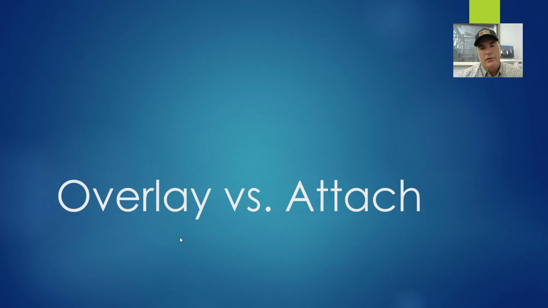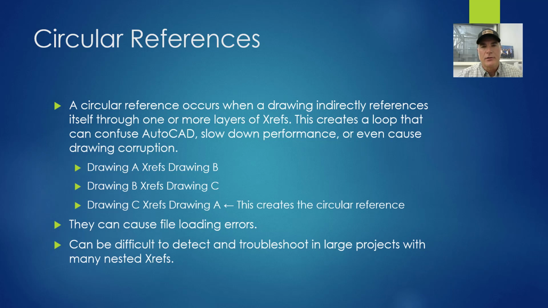So let's talk about circular references, what they are, and why they're a problem. A circular reference occurs when a drawing is attached that references another drawing. So in this example, if I'm using XREFs, I have drawing A open and I XREF drawing B. Drawing B has XREFs inside of it. Maybe it references drawing C, and then that drawing C references back to my drawing A. And that creates a circular reference because mine references B, B references C, C comes back to mine.